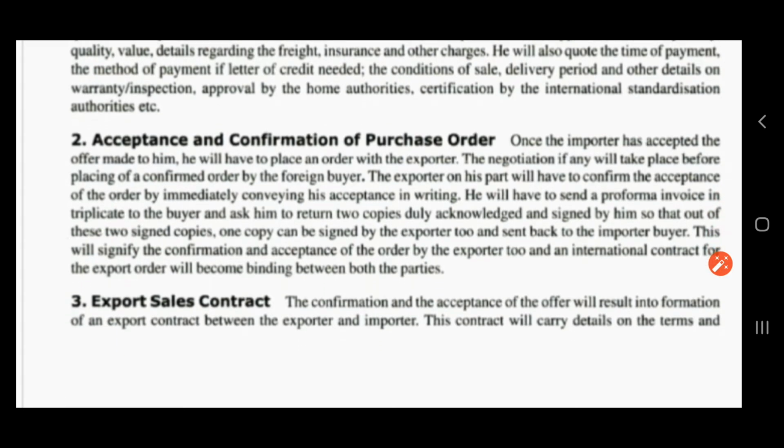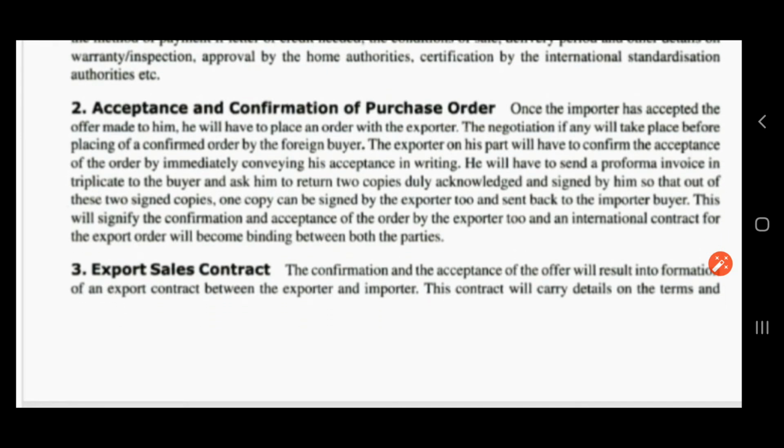So whenever the importer asks about the invoices, the exporter should send the invoice in triplicate, with 3 copies, to the buyer, and ask him to return 2 copies duly acknowledged and signed by the importer, so that out of these 2 signed copies, 1 copy can be signed by the exporter too and sent back to the importer, the buyer. So what is happening here?